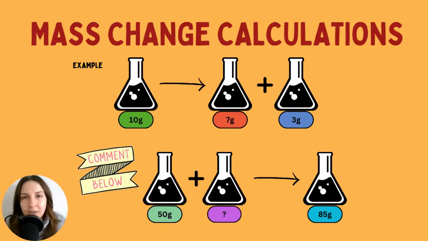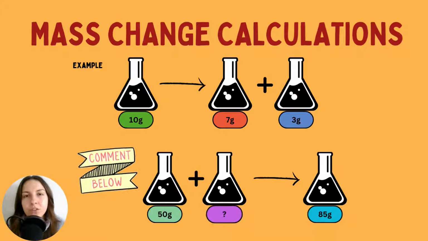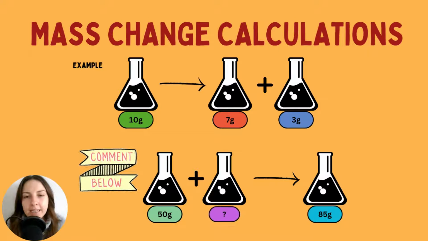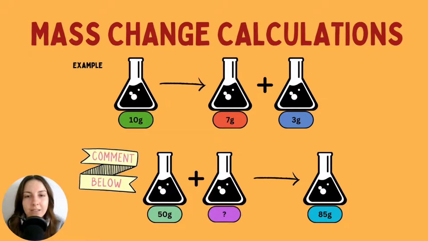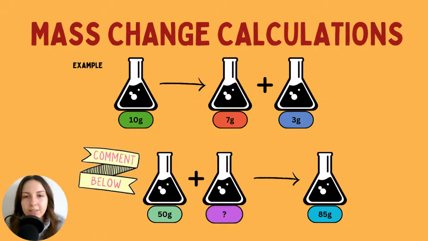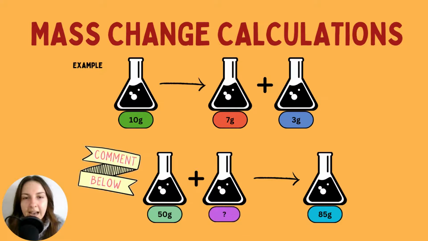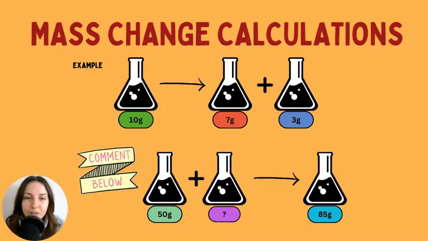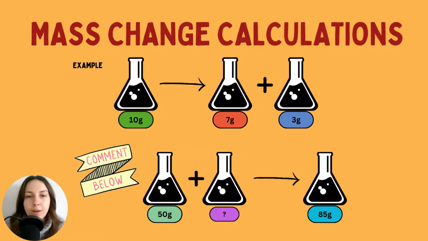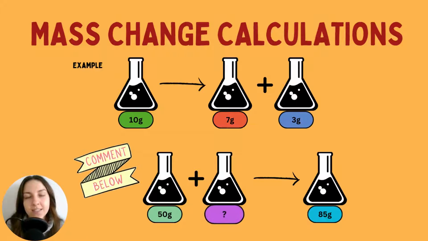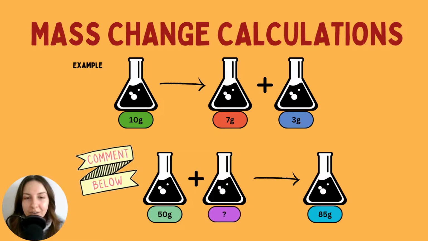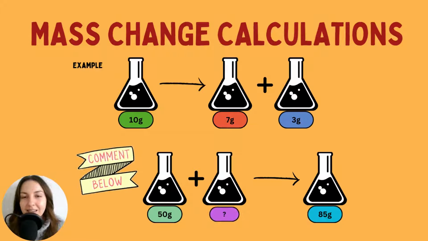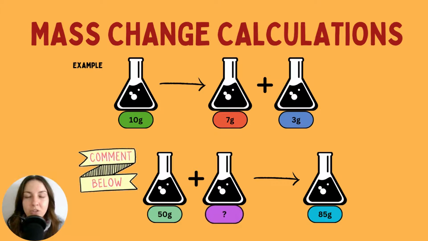So, mass change calculations is something that you could get asked to do in the exam in chemistry. And it's based on this idea that mass does not change. So, for example, we have 10 grams of substance and we form two separate products. One of the products has a mass of 7 grams, and the other is 3 grams, and that equals a total of 10. So, there's 10 on either side. Comment down below if you can tell me what the missing mass is. This is something you could be expected to do in the exam.